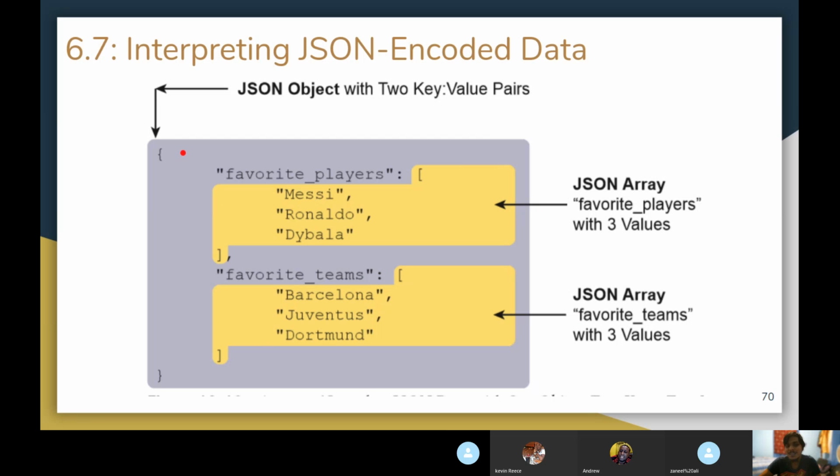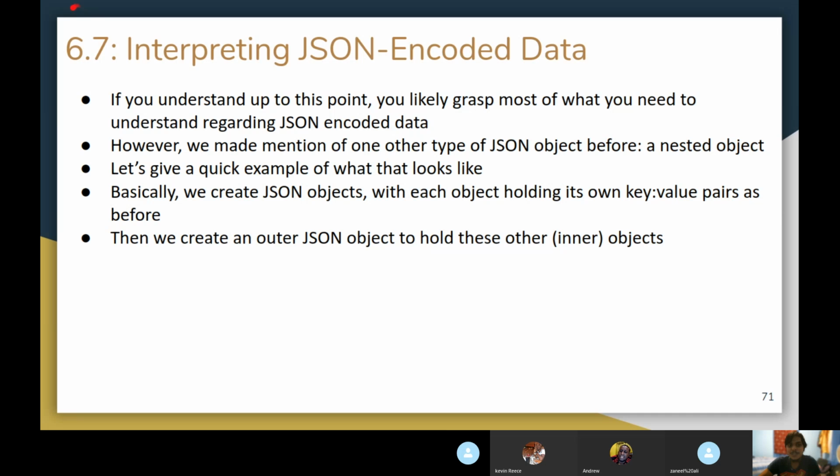It'll kind of make sense after you read a few more JSON objects, but just try to follow along with the description of the different parts of it. So if you understand up to this point, you likely grasp most of what you need to understand regarding JSON encoded data. However, we made mention of one other type of JSON object before, a nested object. Let's give a quick example of what that looks like.